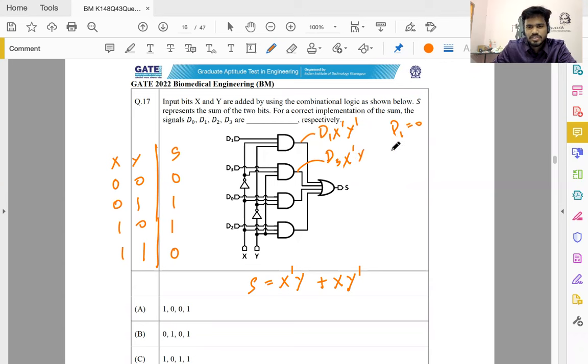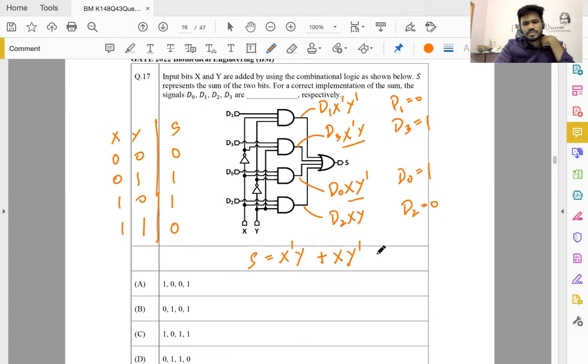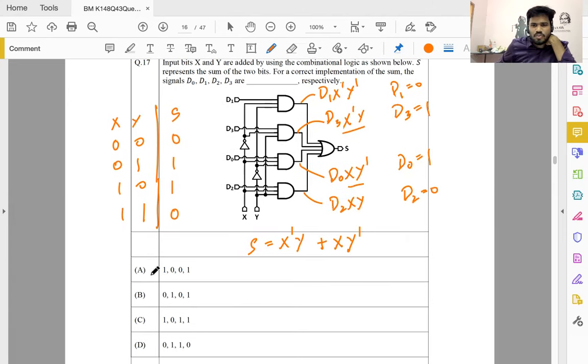Okay, so here, we need this term because this term is there. We want that coefficient to be 1. So D3 is 1. And then what comes here is D0, X, and Y bar. D0, X, Y bar. We also need this term, so we don't want to make D0 0. So D0 is 1. And what comes here finally is D2, X, Y. We don't need this term. So make D2 0. So that gives us 1, 0, 0, 1. Okay, so that's also correct.